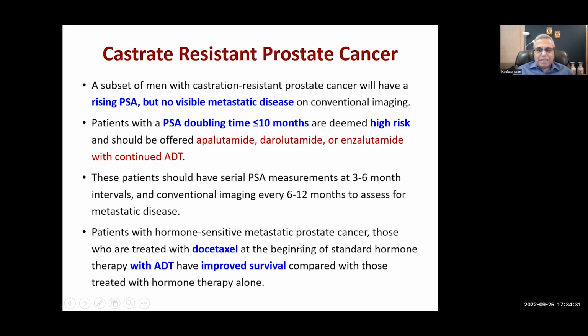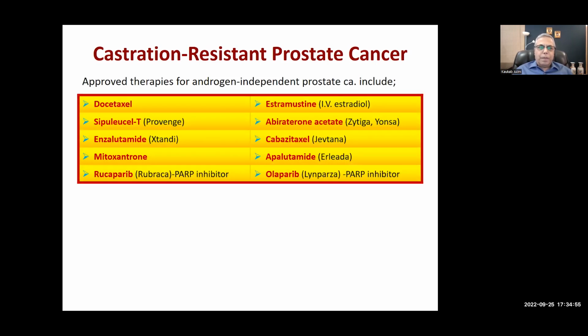Patients with hormone-sensitive metastatic cancer, those treated with docetaxel at the beginning of therapy have improved survival. So we said that if you start therapy with androgen deprivation and docetaxel or abiraterone at an early stage, it gives you a survival benefit, right? These are the approved therapies for castration-resistant cancer: docetaxel, estramustine, abiraterone, sipuleucel-T, enzalutamide, cabazitaxel. Cabazitaxel is given if docetaxel fails.